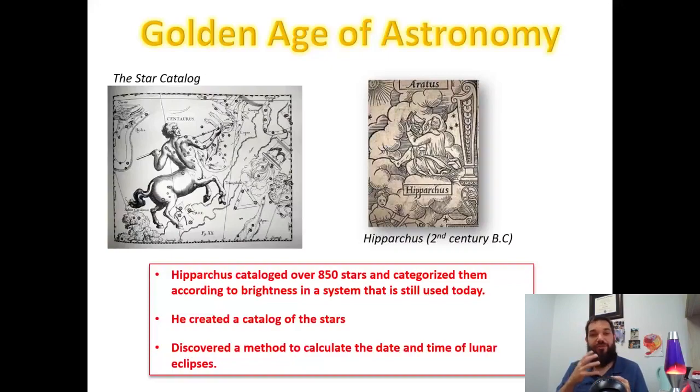Also, he created a star catalog. He put together the first maps of constellations and the night sky. He also created a method for calculating the date and time of eclipses. So again, these are all things that were going on more than 2,000 years ago.